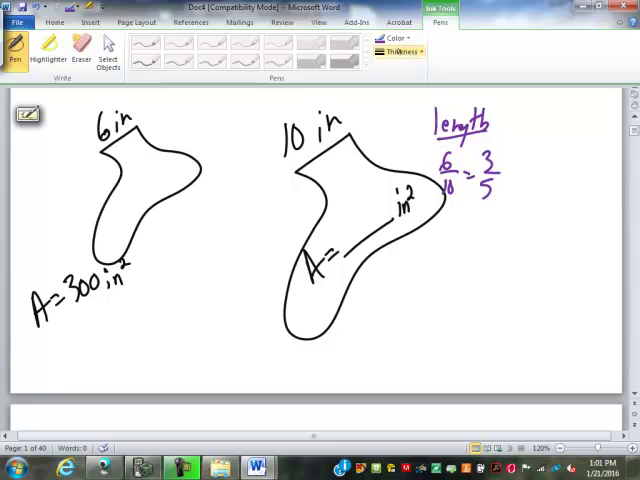You don't have to reduce it, but it makes life a lot easier if you do, because when we go to square it, you get some really ugly numbers if you don't reduce it. Now to get the ratio of areas, we take that ratio and we square it. So it's each number squared. 3 squared is 9. 5 squared is 25. So my ratio of areas will be 9 to 25.